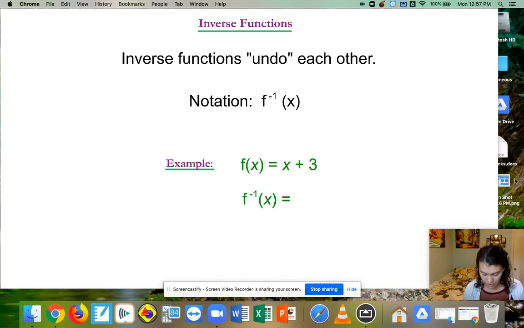So the notation is f to the negative 1 of x. That means the inverse of f of x. So if you think here, if we have x plus 3, the opposite of that would be subtracting 3. So the inverse is x minus 3. It's just doing everything you're doing in your function, but backwards.